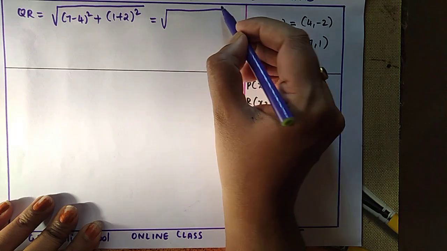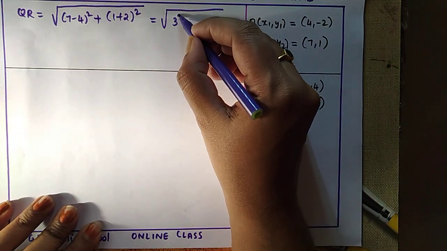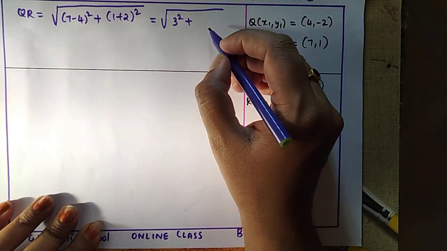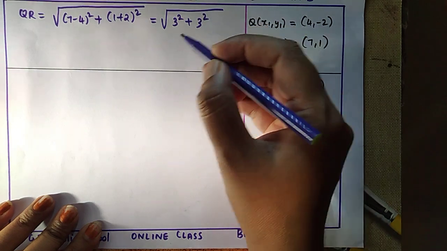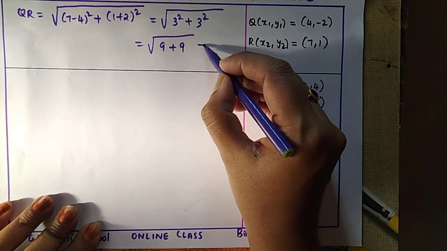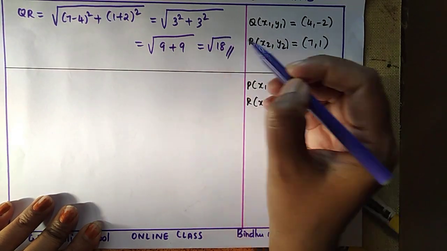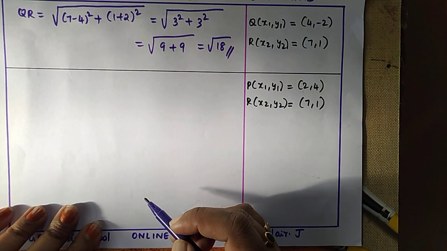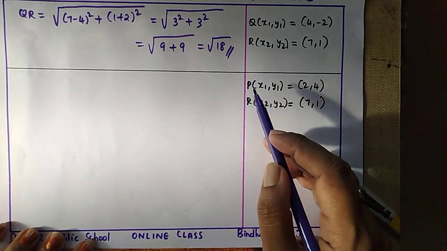That is equal to 7 minus 4 is 3, 3 square plus 1 plus 2 is also 3, 3 square. 3 square is 9 plus 9. So your second answer is root of 18. Okay. Now the third distance, PR.